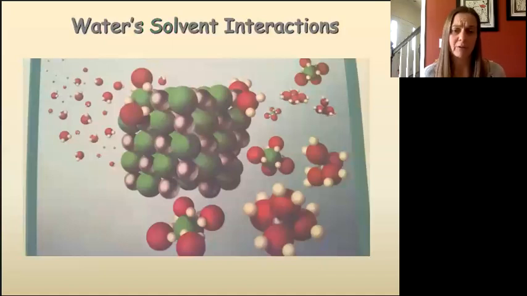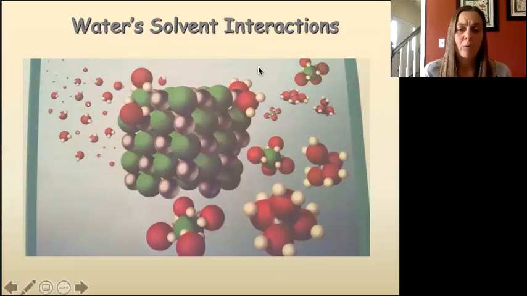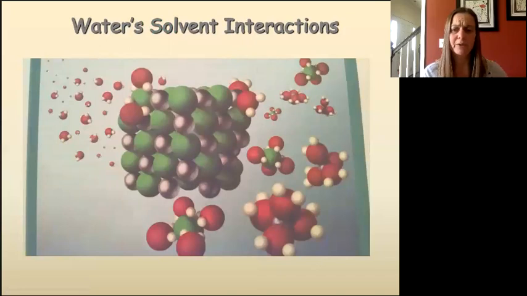So let's take a look at some polar solute and solvent interactions. And we're going to start with water. So in this little image, we have water molecules. Those are the red and white molecules. And we have a sodium chloride crystal. So we can see the sodium chloride crystal there, the green and gray. So in order for water to dissolve this sodium chloride, this table salt, it has to pull the table salt apart and solvate it.